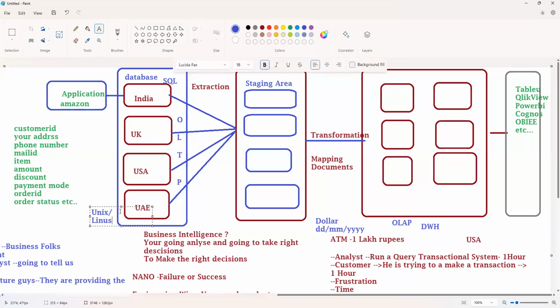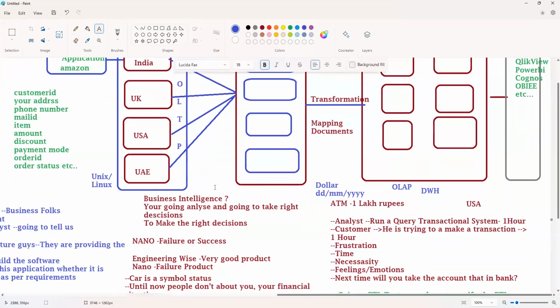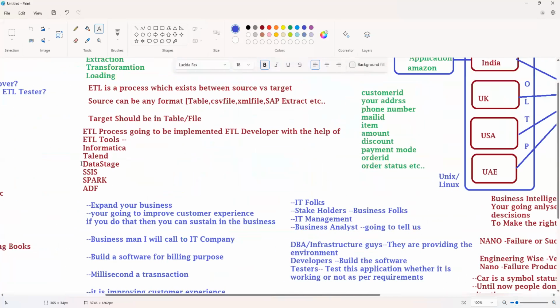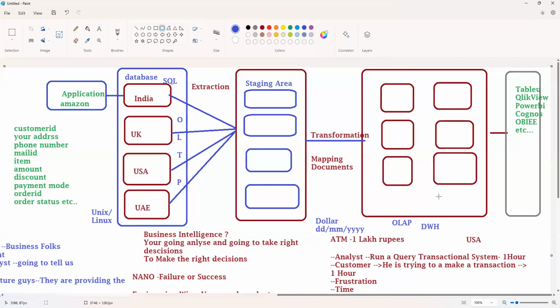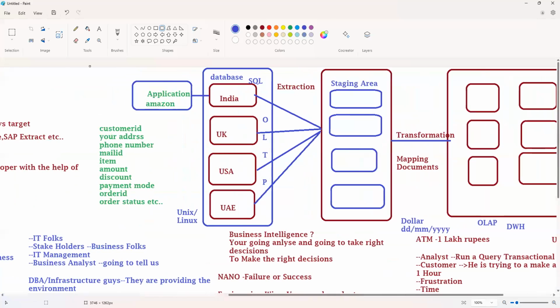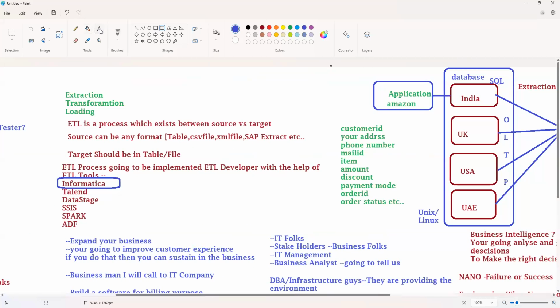Now, are we going to do this entire process manually? No, we are going to use ETL tools. The ETL tool we are going to talk about is Informatica PowerCenter. This is the entire thing we are going to understand: how we are going to build and what we are going to build. Then we should know data warehousing concepts. Let me write everything here.